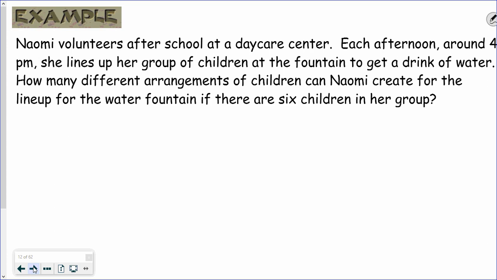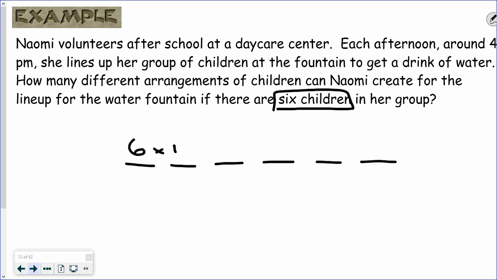So here's another example. Again, we can use the fundamental counting principle on it. So it says Naomi volunteers after school at a daycare. At 4 p.m., she lines the kids up to get a drink of water for the fountain. How many different arrangements of children can Naomi create for a lineup if there are 6 kids? So 6 kids means there's 6 tasks. I have 6 options for the first spot, 5 options left for the next, then 4, then 3, then 2, and then 1. So if you multiply that through, you have a grand total of 720 ways.